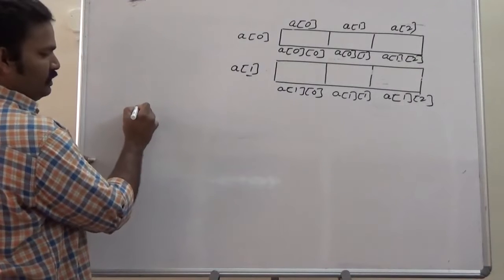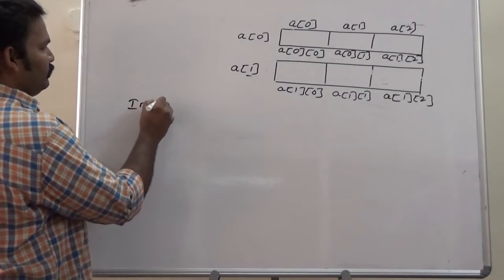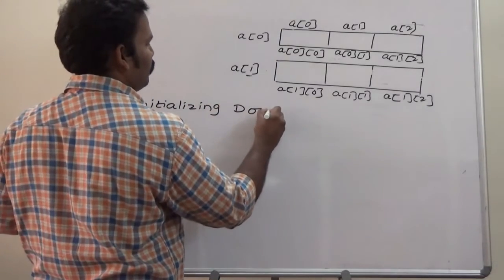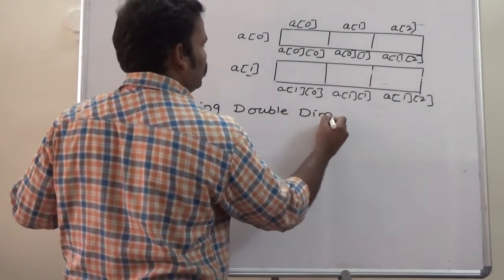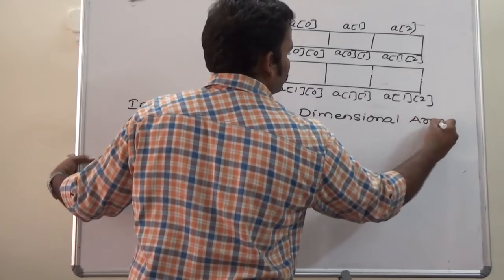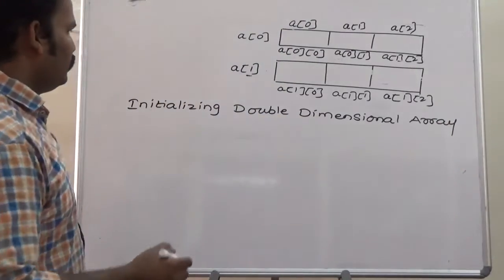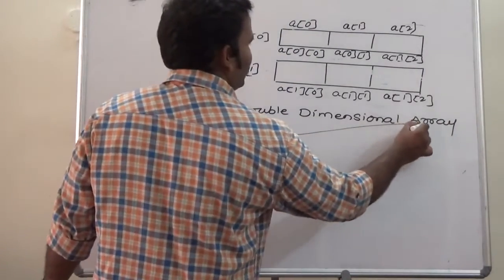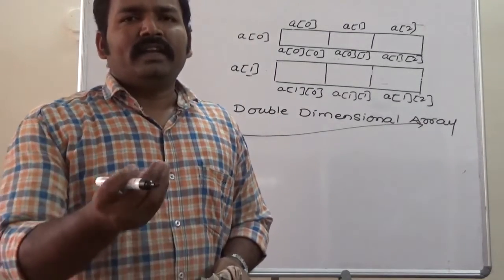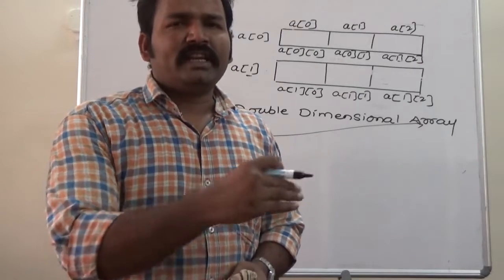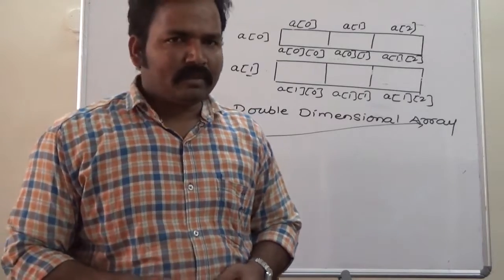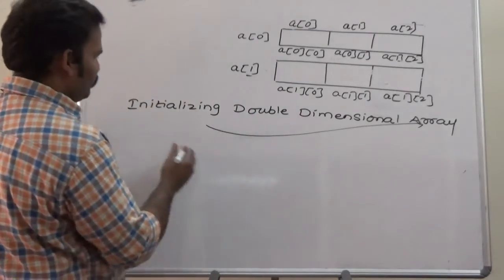Right, next, initializing double dimensional array. Initializing an array is called array initialization. Array initialization means we are assigning elements to the array variable at programming time. So this is compile time initialization.